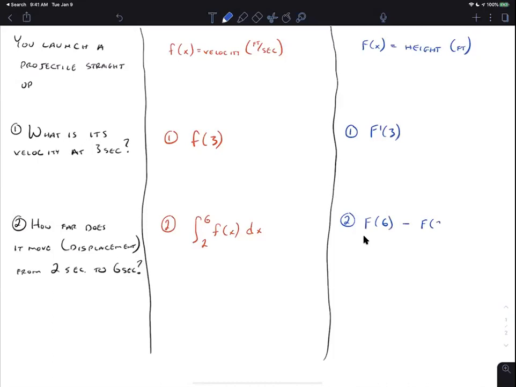And so F of 6 gives you the height at 6 seconds. F of 2 gives you the height at 2 seconds. So this is the change in height, which is exactly what displacement means. Does everybody follow why that's the case? Any questions on why you would do it this way?